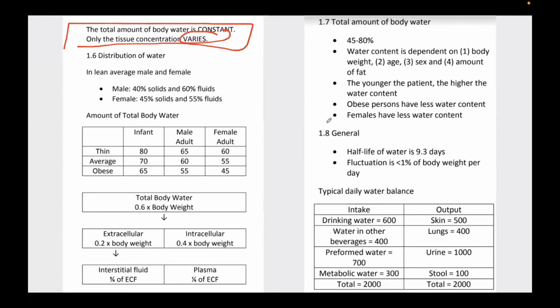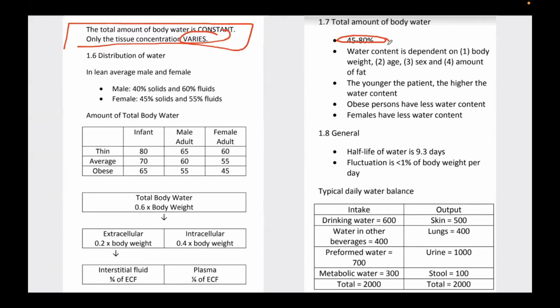The distribution of water in lean average male and female. For the male, 40% solids and 60% fluid. For the female, 45% solid and then 55% fluid. And then this is the amount of our total body water. So it is not necessary to memorize; that is just nice to know. And then the total amount of the body water accounts for at least 45 to 80%. The water content is dependent on your body weight, age, sex, and then the amount of fat.